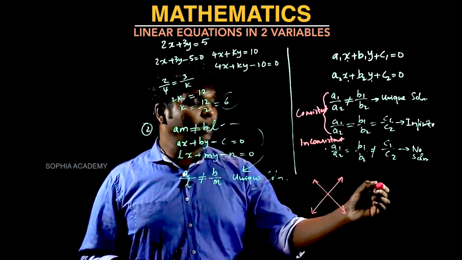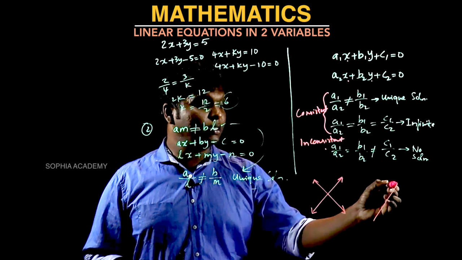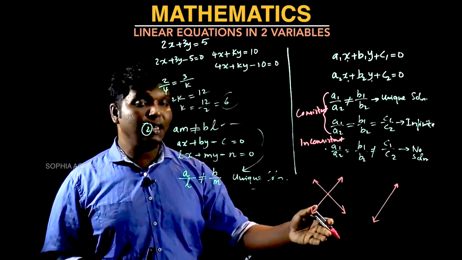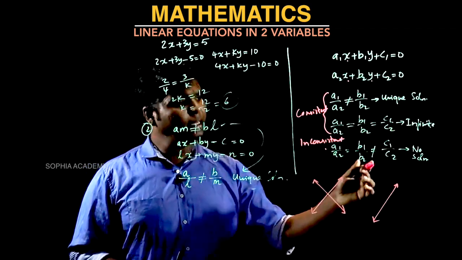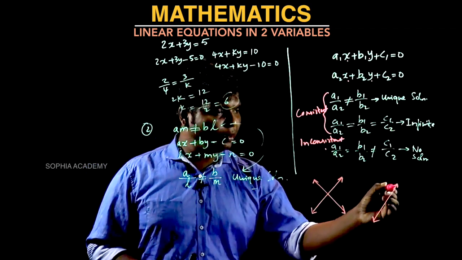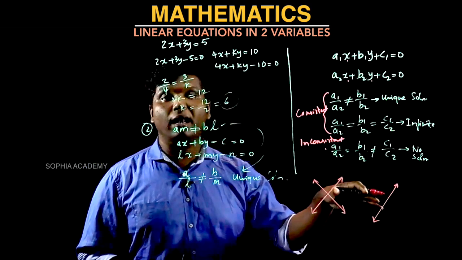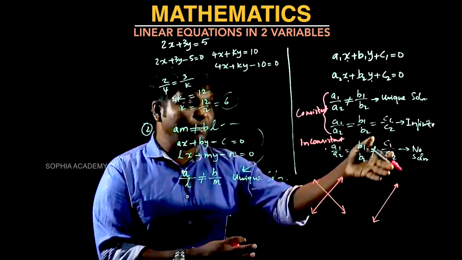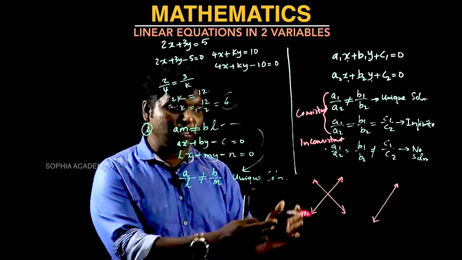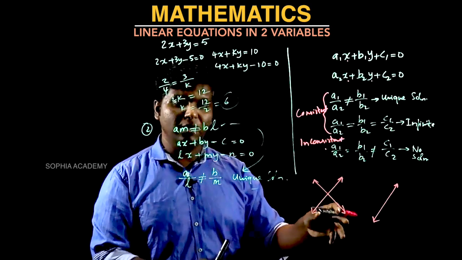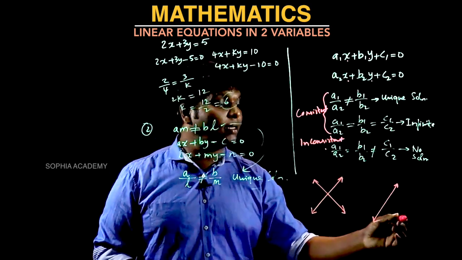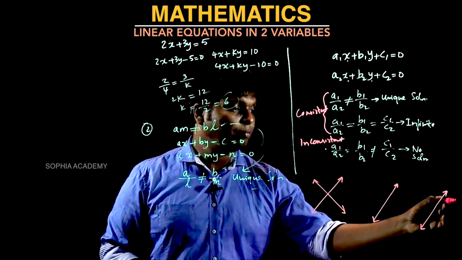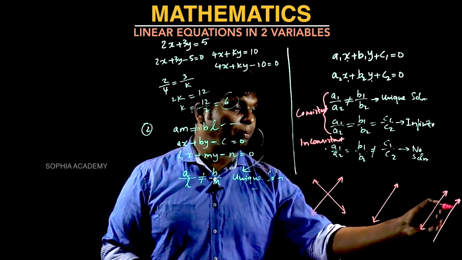Then the second case is that if you're drawing the graph using the equations, it can be like this also: the first line will be a straight line, and the second line will also be on top of that one. That means it's overlapping, it's coincident. You can't see the second line because it's exactly on the first line itself. Actually, there are two lines, one above another. That's the second condition. And the third condition is that the lines may be passing parallel to each other.